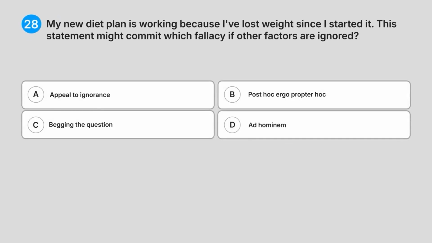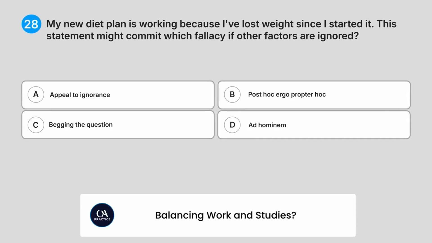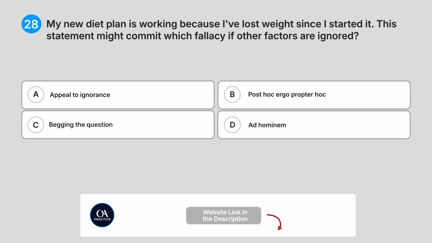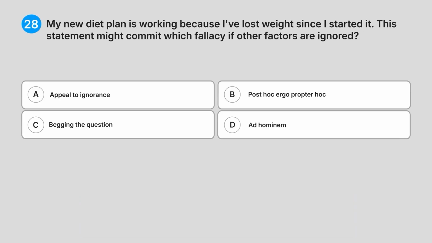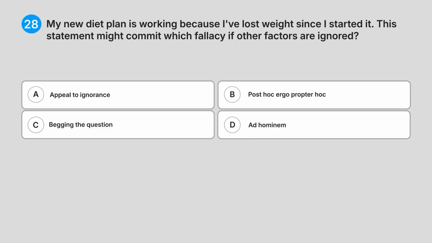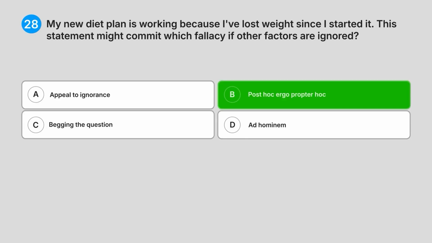28. "My new diet plan is working because I've lost weight since I started it." This statement might commit which fallacy if other factors are ignored? A. Appeal to ignorance. B. Post hoc ergo propter hoc. C. Begging the question. D. Ad hominem. Can you guess the answer? Correct answer, B. Post hoc ergo propter hoc.